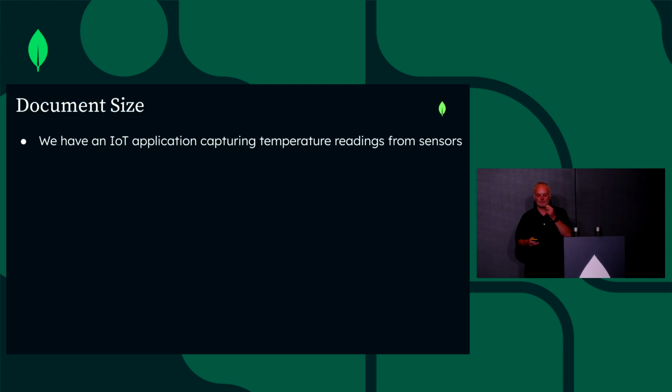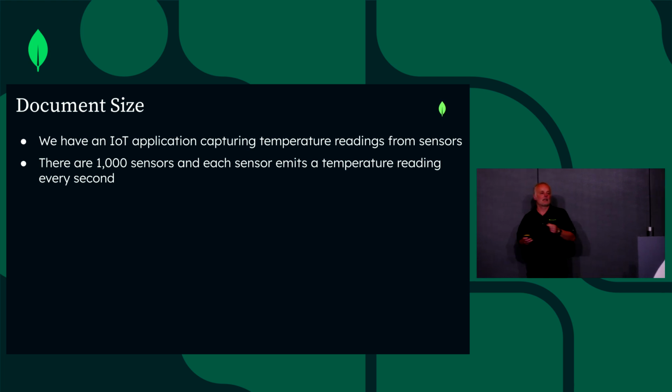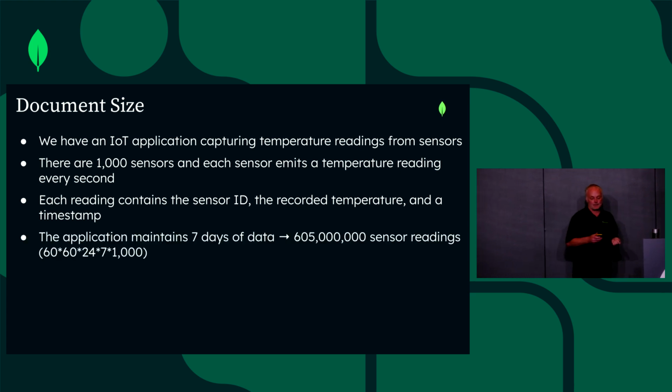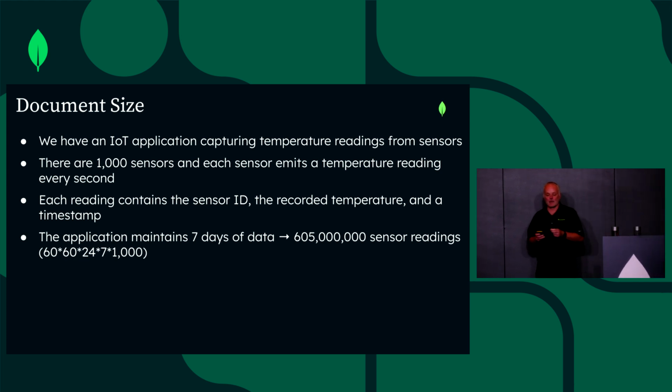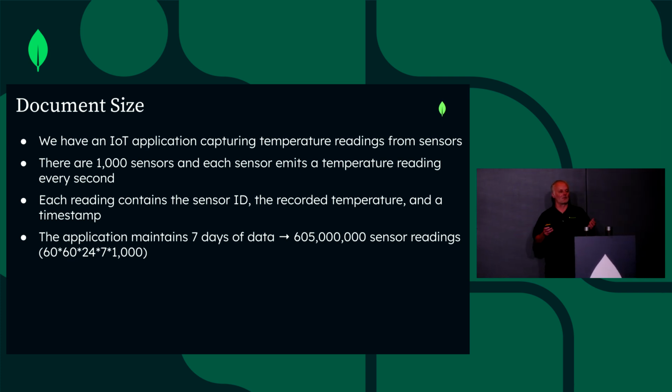Okay, so let's start on document size. So this is the scenario we've got. We've got an IoT application, and it's capturing temperature readings from a bunch of sensors. We've got 1,000 sensors, and each one is emitting a reading once every second. The readings are quite simple, containing the sensor ID, the temperature, and a timestamp. And we have to maintain 7 days worth of data. So that means in our database, we've got 605 million readings. I nearly said 605 million documents, but then that would be giving the answer away.